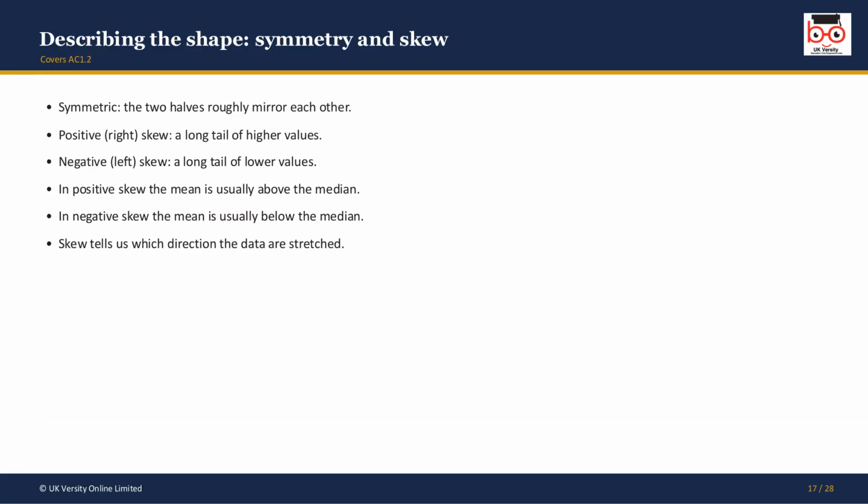Let's talk about shape. A distribution is symmetric when its 2 halves roughly mirror each other. If instead there's a long tail of higher values, we call that positive, or right skew, and the mean usually sits above the median. A long tail of lower values is negative, or left skew, with the mean below the median. In short, skew just tells us which way the data has been stretched.